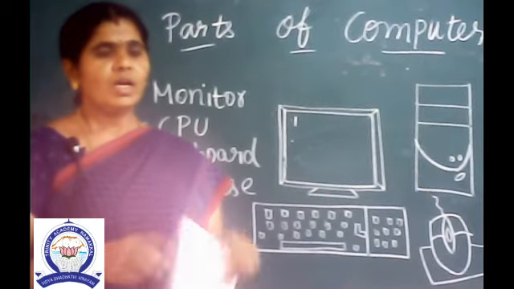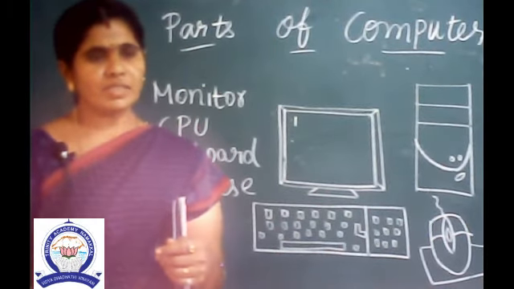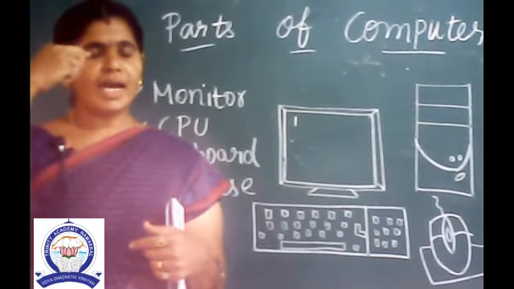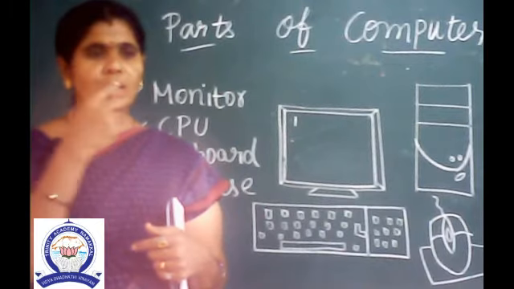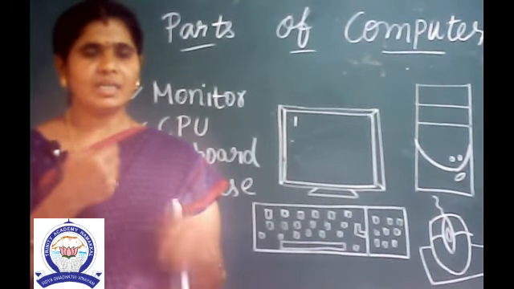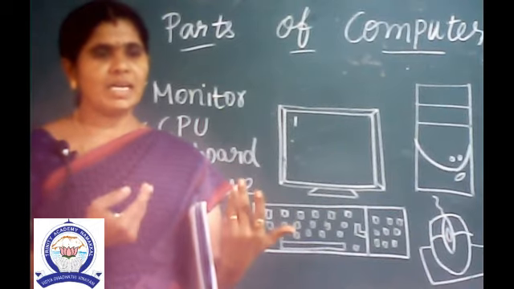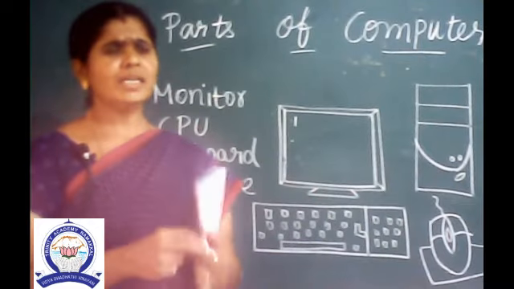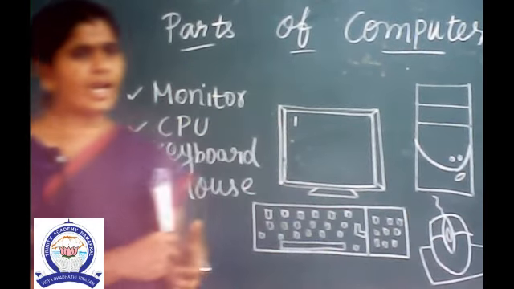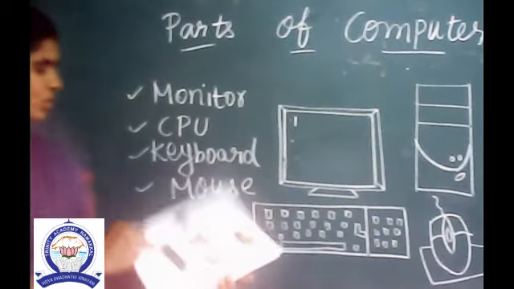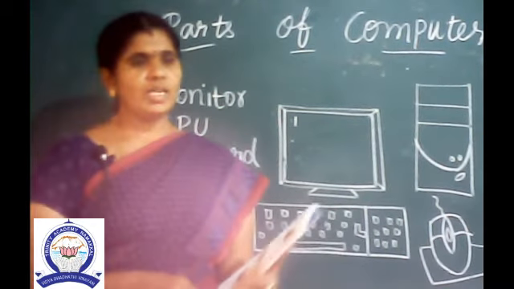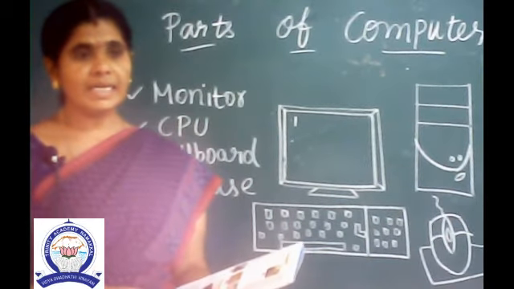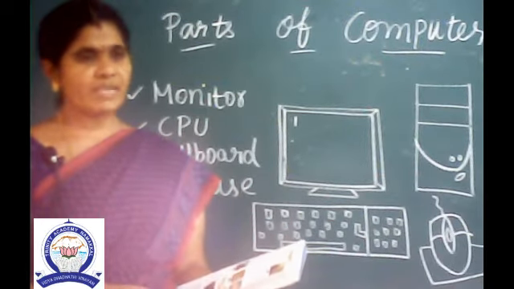So these four are the essential parts of the computer. Understand? How we are dividing the parts? How we can say the parts of our body? Head, forehead, eyes, ears, nose, mouth, teeth, tongue, etc. The same we can say the parts of the computer. Monitor, CPU, keyboard and mouse. Apart from this, what are the other parts of the computer? Joystick, scanner, printer, speaker, all given in your book.